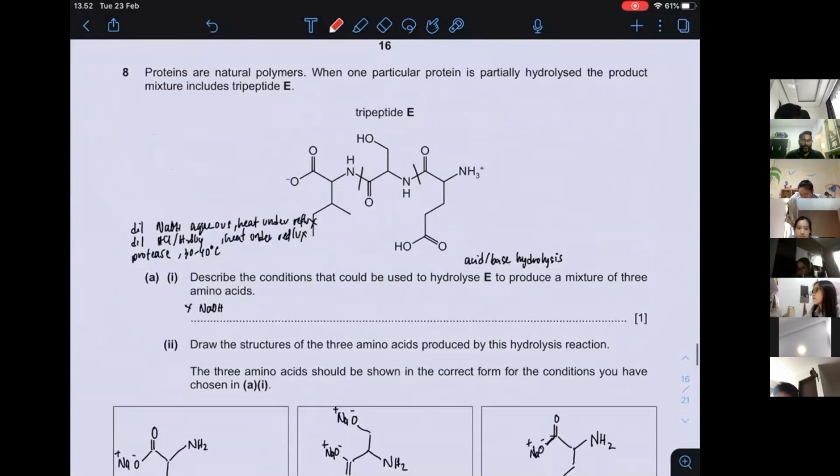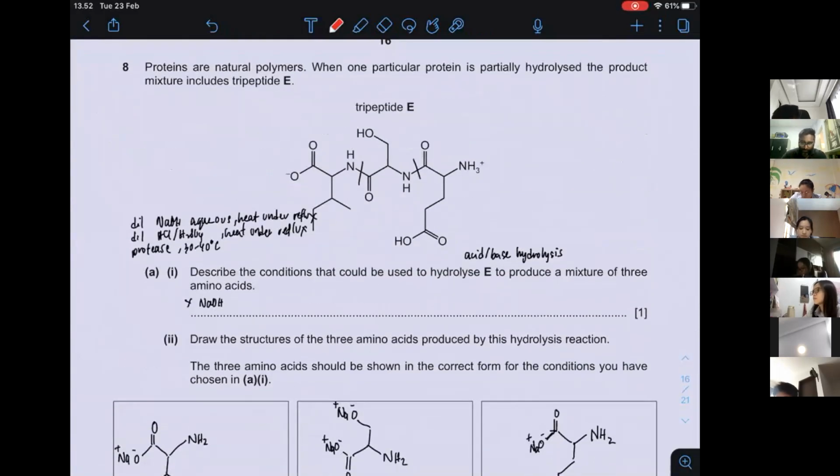Now, number 8, proteins are natural polymers. When one particular protein is partially hydrolyzed, the product mixture includes the tripeptide E. So this is going to be a tripeptide. Here, describe the condition that can be used to hydrolyze E to produce a mixture of 3 amino acids.